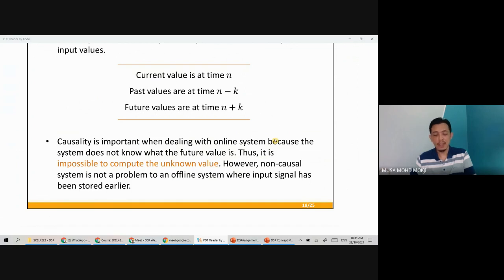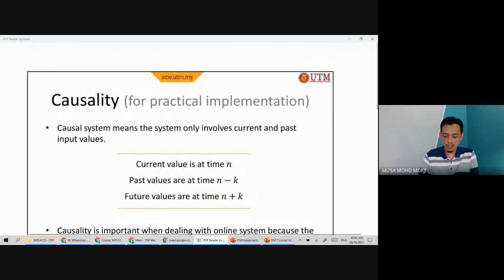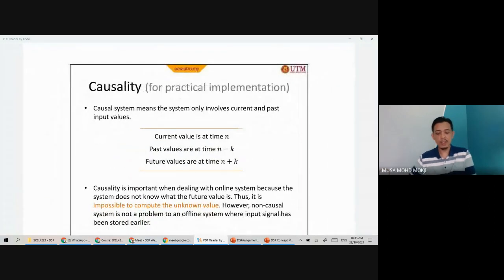So then our system will crash. The system will crash because it doesn't know what to compute. It will hang, right? Because it involves an unknown value. So that's why causality is important. We need to make sure that it doesn't involve future values, right?